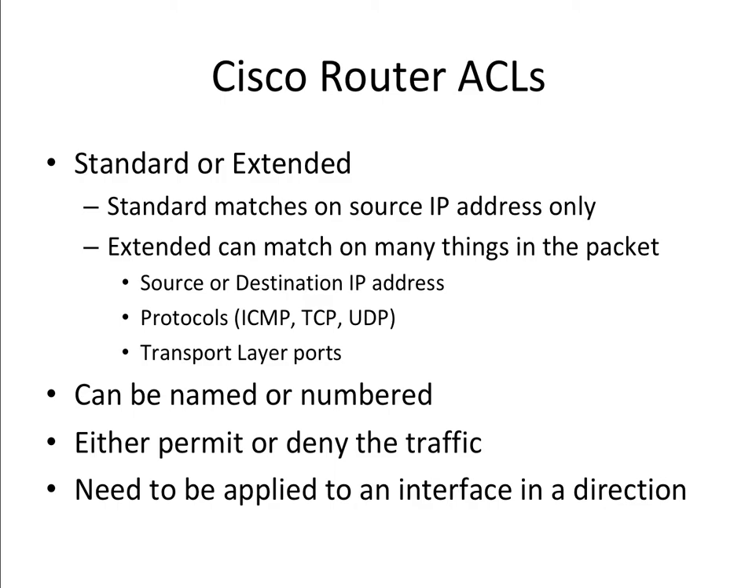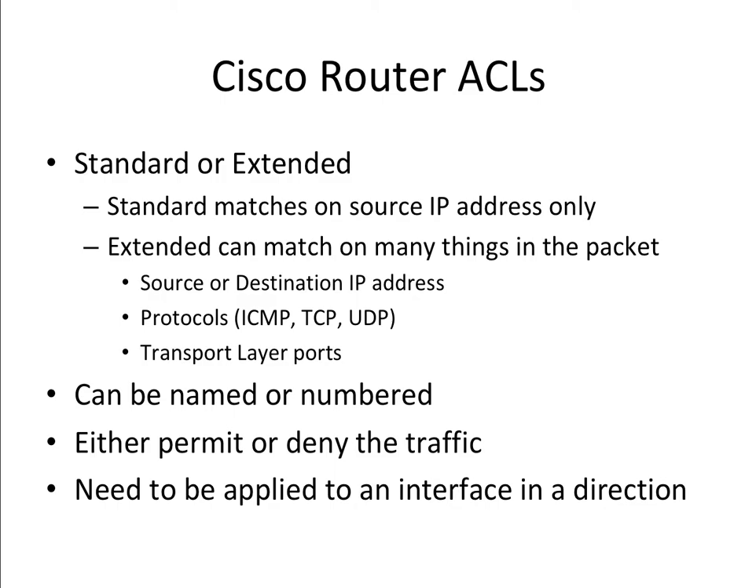Lists can be named or numbered. If you make a named list, you can use a useful name like inbound traffic. With a numbered list, you put a number on it, and the numbers are special based on whether it's standard or extended. So for example, standard can be 1 through 99, and extended can be 100 to, I don't know, some other number. There are a couple of different groups of numbers.